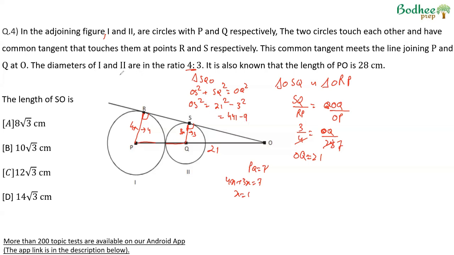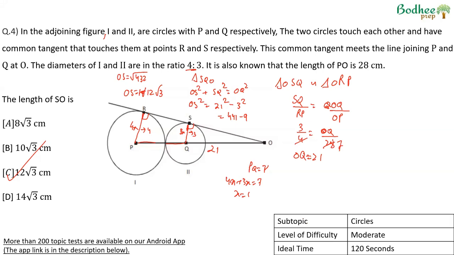Therefore, OS square is equal to 432, so OS is the root of 432. 432 divided by 3 is 144. Therefore, this becomes OS is equal to 12 root 3. 144 into 3 is 432. So, the length of OS comes out to 12 root 3, our answer. Again, moderate level of difficulty. Looking at similar triangles, about 2 to 2.5 minutes to solve.